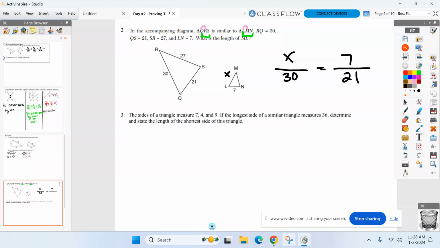Now, unlike yesterday, this is an easy one to cross-multiply. Sooner or later, though, you're probably going to have to factor to solve it. But this one's just 21x equals 210. Divide both sides by 21. x equals 10.